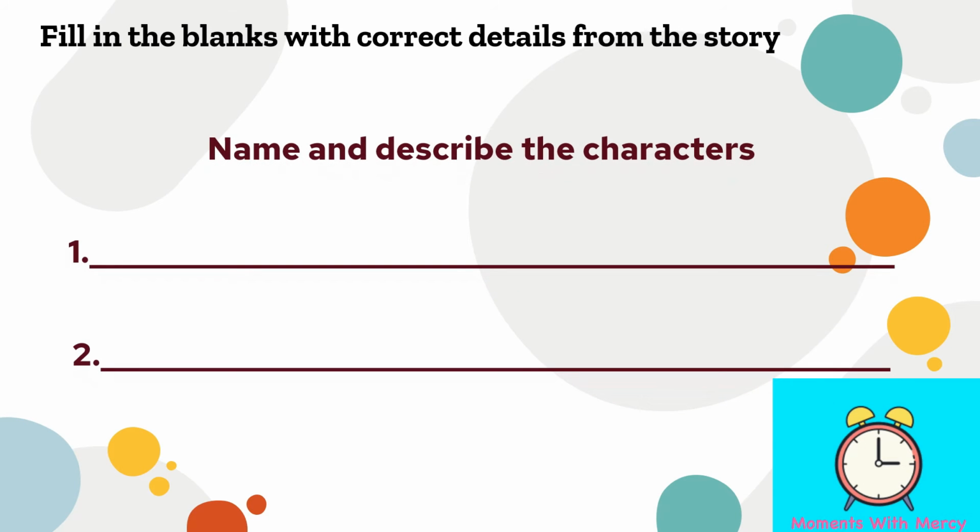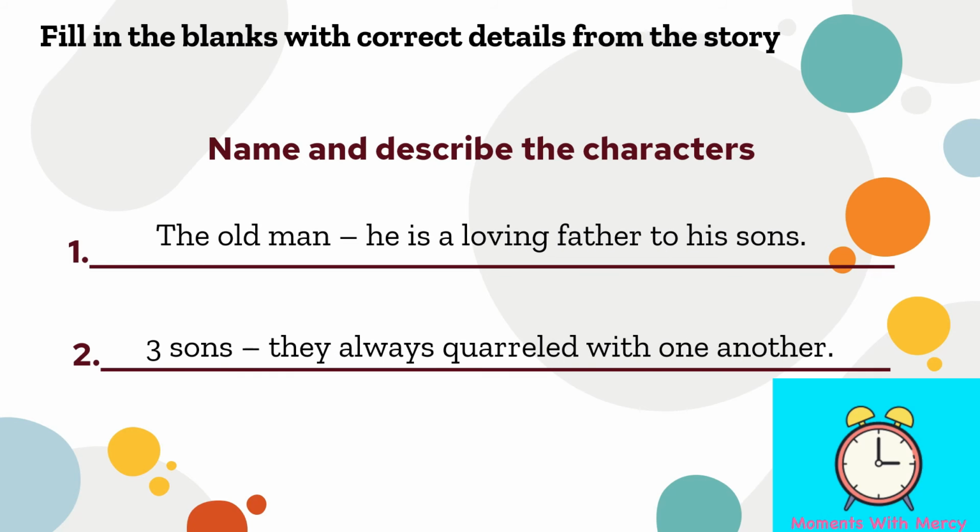Next, name and describe the characters. Type now your answer. The characters are the old man and the three sons. The old man is a loving father to his sons, and the three sons always quarreled with one another. If your answer is similar with this, you are correct.